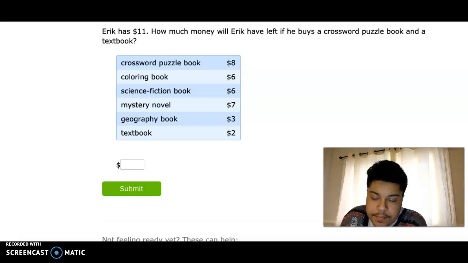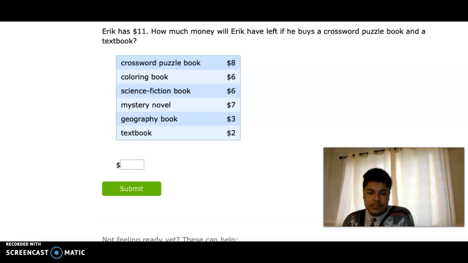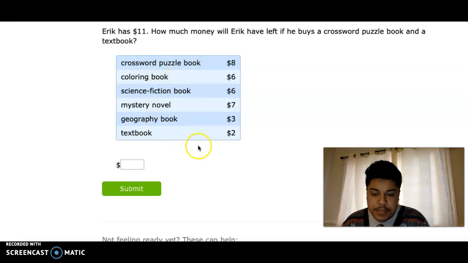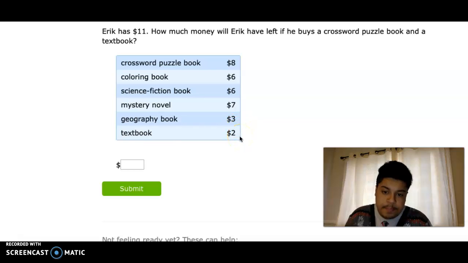All right. Eric has $11. How much money will Eric have left if he bought a crossword puzzle book and a textbook? So the first thing that you want to do here is, you know that he has $11, so you're going to add the price of the crossword puzzle book and the textbook. We know that the crossword is 8 and the textbook is 2. 8 plus 2 is 10.